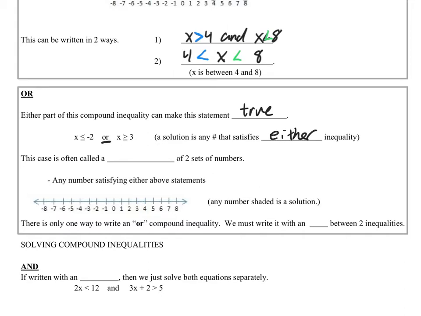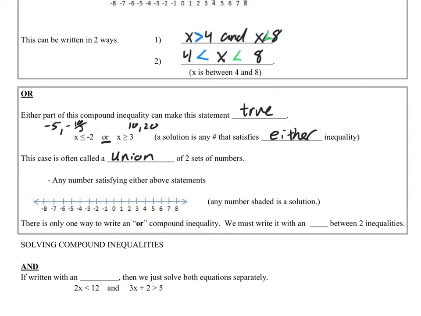So we can think of some numbers that satisfy the left one, such as -5 or maybe -10/3. Those all satisfy that left inequality. And we can think of some numbers that satisfy the right inequality. So 10 or 20. Any of those are going to be a solution. So this is often called a union of two sets of numbers. We're taking two kind of distinct sets of numbers and we're saying that we're going to combine all of those answers into a union.